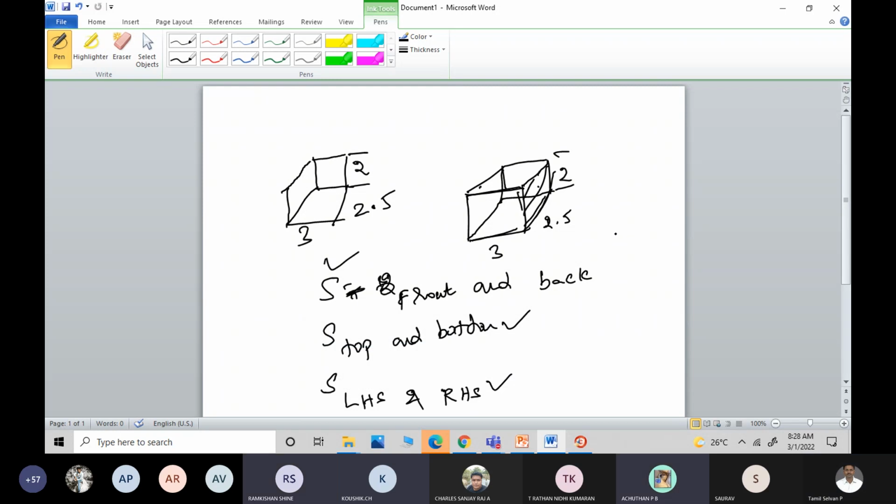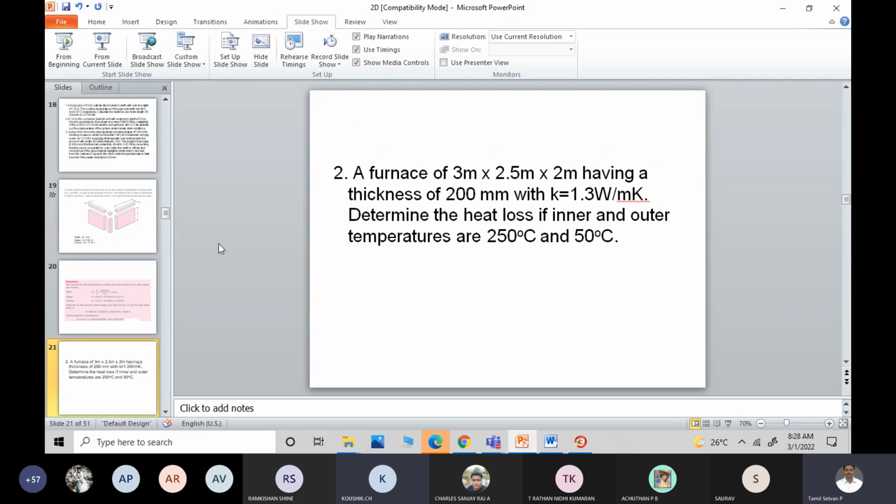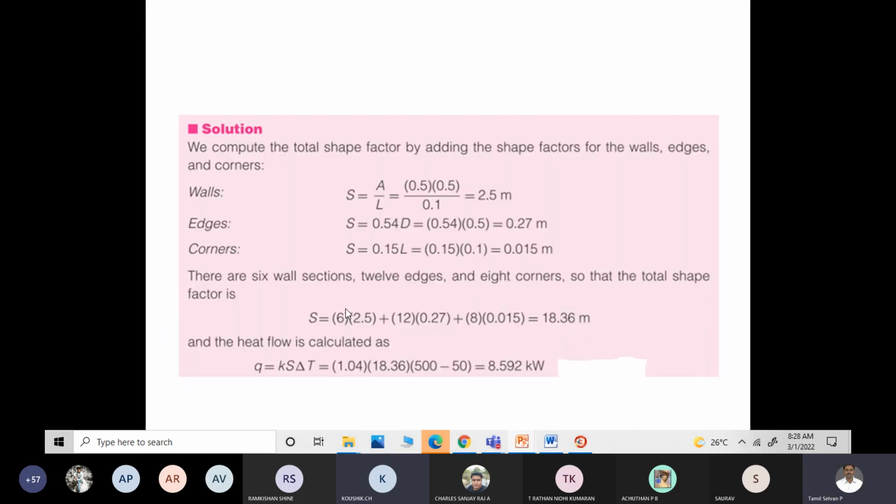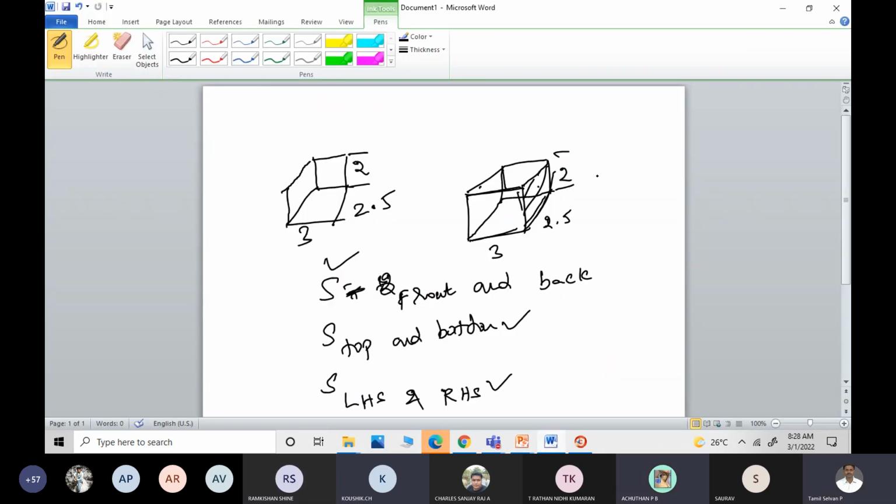Yes, sir. Okay, in the previous problem, what we did is we multiplied it by 6, because the conduction shape factor for the walls is the same. Here, the conduction shape factor for the walls, especially top and bottom, will be different. Two sides will be different, and front side and back side will be different. That's what I am trying to say. All of you are able to understand this?